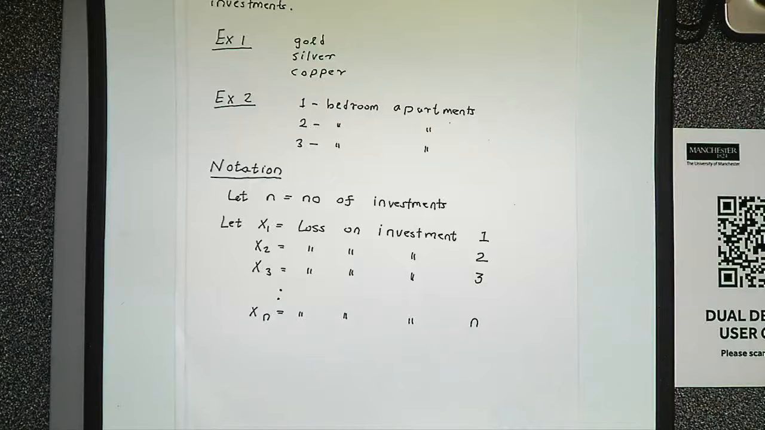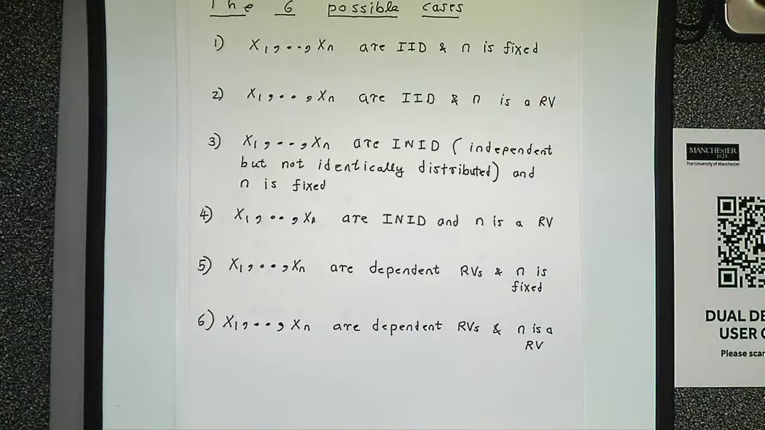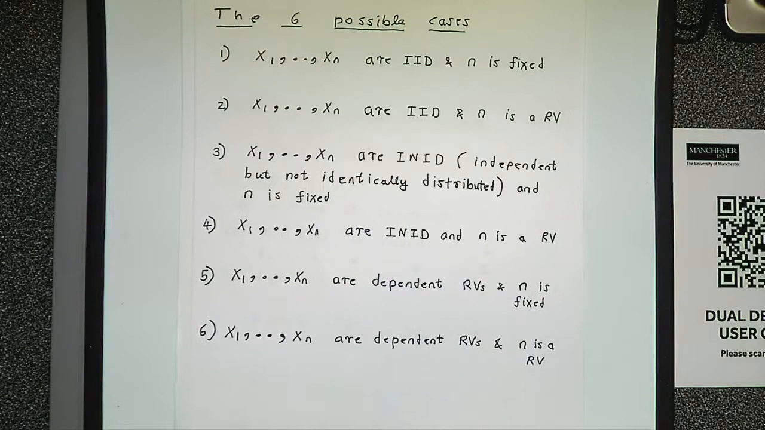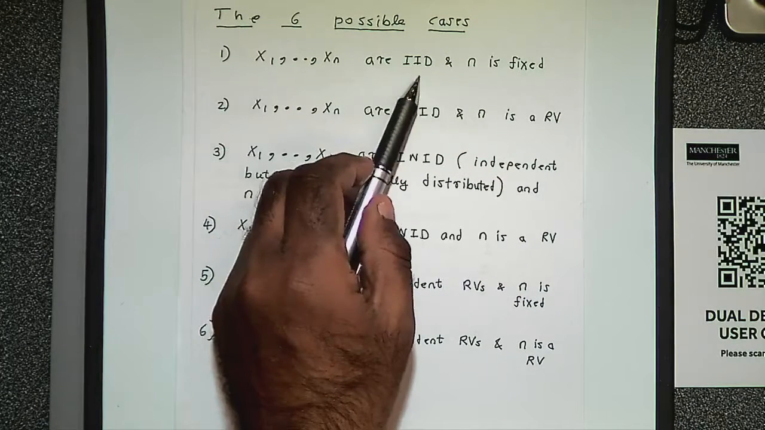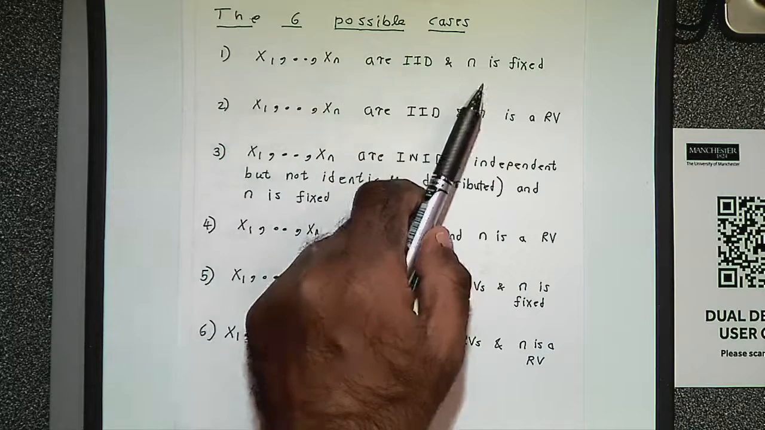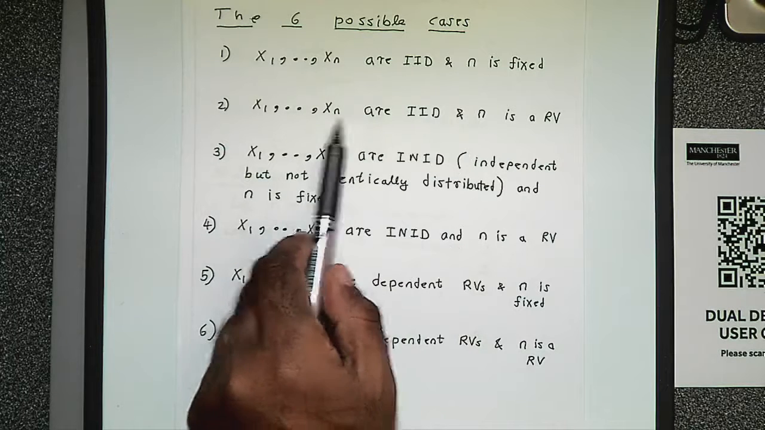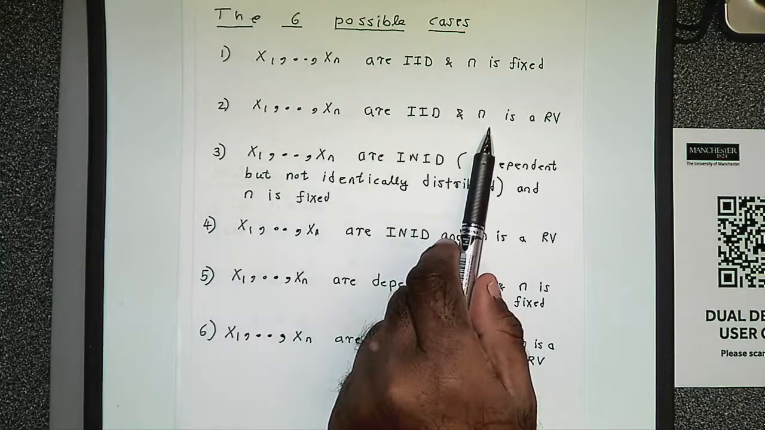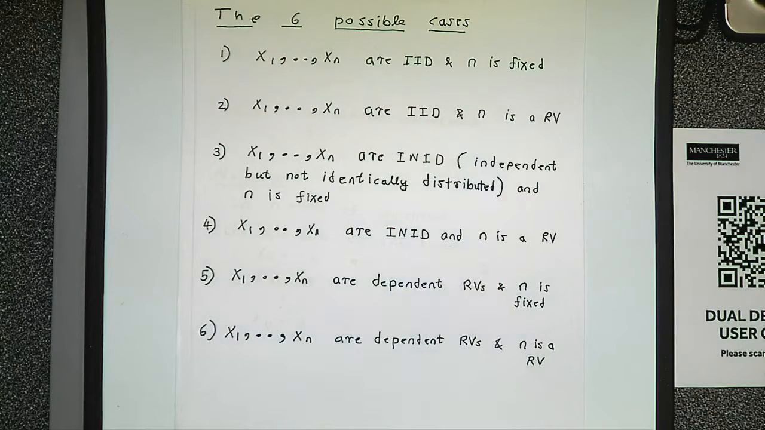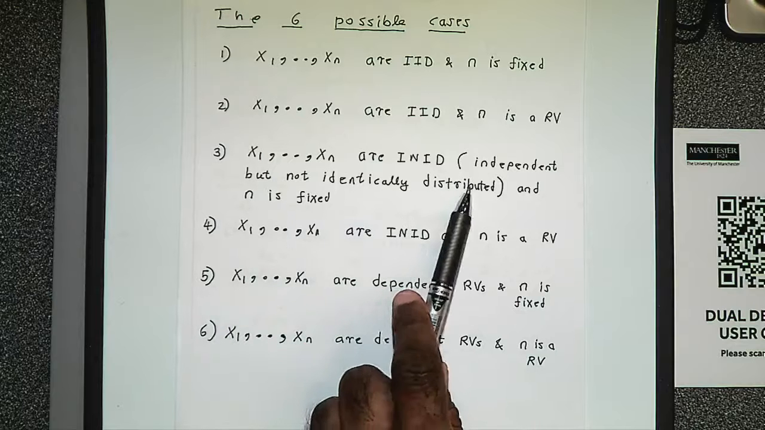Now I'm going to consider six possible cases. The first case is where the losses are IID. IID means independent and identically distributed, and the number of investments is fixed. The second is the same, but the number of investments is a random variable. The third is where the losses are INID, which means independent.